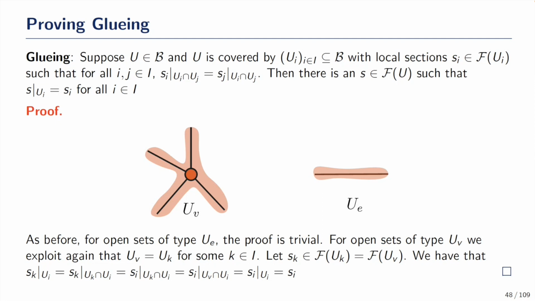Now look at what our assumption is here. We can replace this sk with si, the other thing that agrees on the overlap. We have two sections, k and i, and they overlap. This section must agree with the other section on the overlap. So we switch here from sk to si, okay? And now we have si, which is equal to uv intersected with ui, because uk is uv, right? And we can rewrite this as si restricted to ui, and this is equal to si.